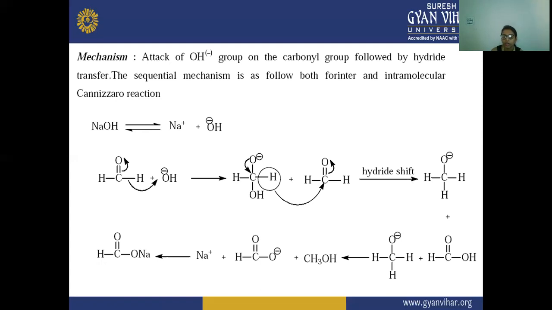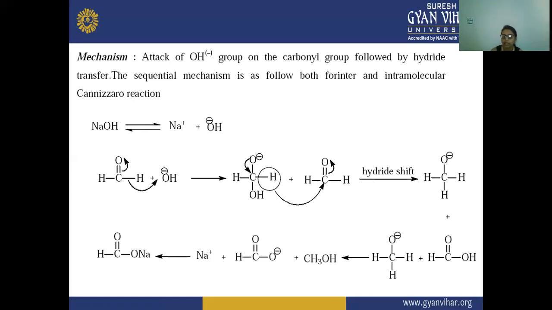Here there is a shifting of this hydrogen atom that is acting as a hydride ion. So it transfers the hydride ion from the one intermediate to the second molecule of formaldehyde. After that, there is a formation of two products, this product, and the carboxylic acid is formed.